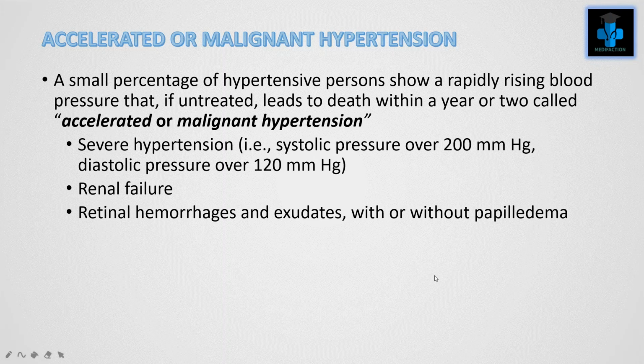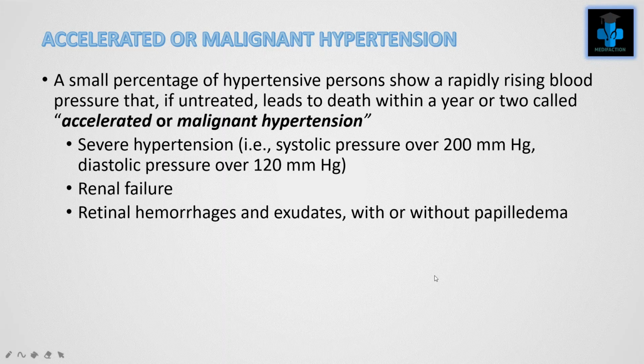Accelerated or malignant hypertension. A small percentage of hypertensive persons show a rapidly rising blood pressure that, if untreated, leads to death within a year or two, called accelerated or malignant hypertension.